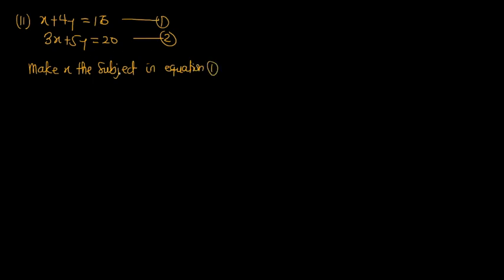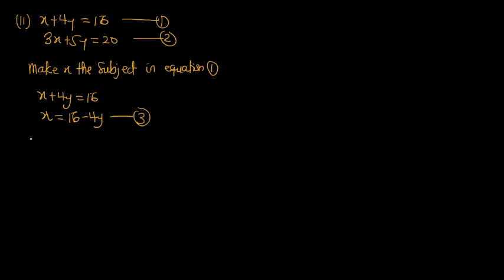Now if you don't know how to make a variable the subject, I'll leave the link in the description of the video for a change of subject where you learn how to make a variable the subject of an equation. So from here I have x plus 4y is equal to 16. So I can leave my x here, and this is equal to 16. I send this guy to the other side, it becomes minus 4y. So this becomes my subject. After making x the subject, this becomes my expression. So I'll name it equation 3.